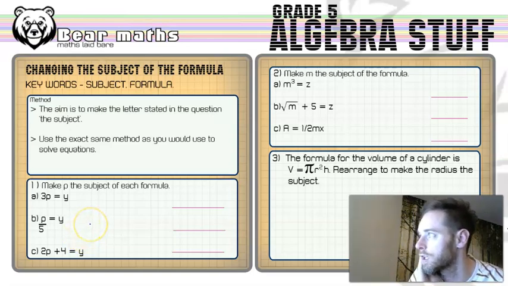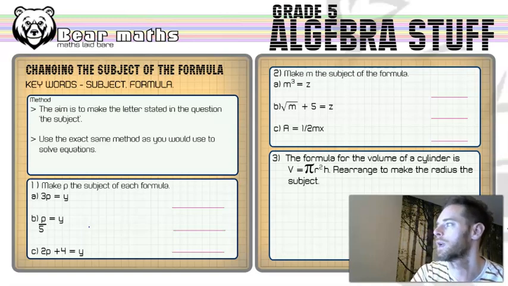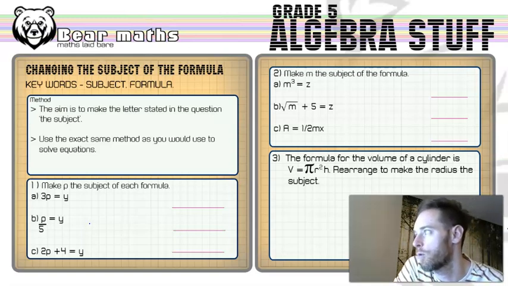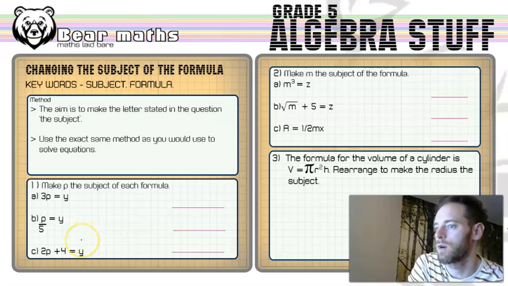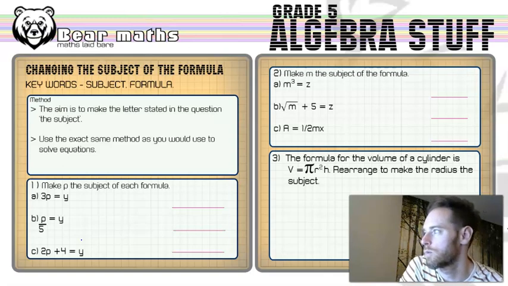This one is on changing the subject of the formula. The keywords here are subject and formula. When we talk about changing the subject of the formula, we're talking about making the letter on its own on one side of the formula and all the rest of the stuff on the other side of the formula. And a formula is something that you can substitute into and find stuff out about something. There's lots and lots of different formulas in the world, and very useful things they are too.